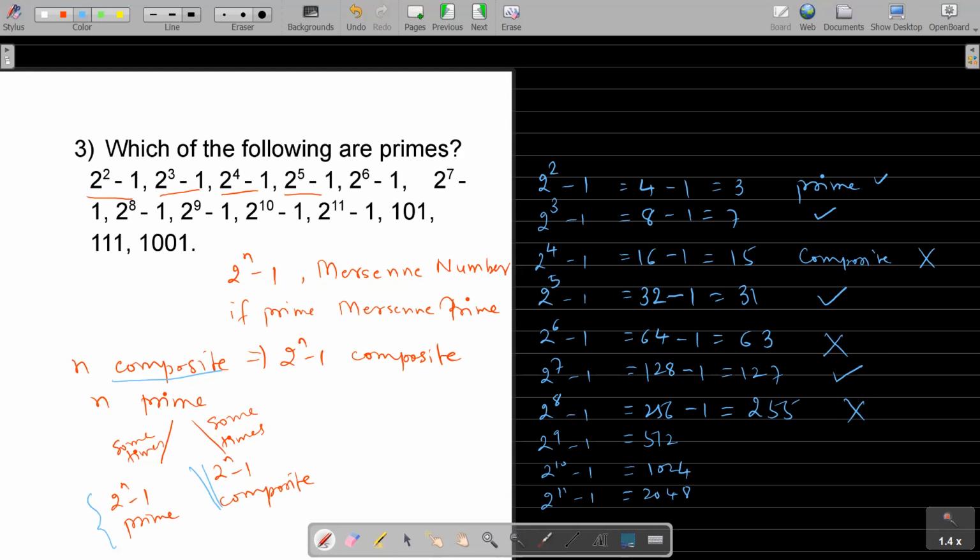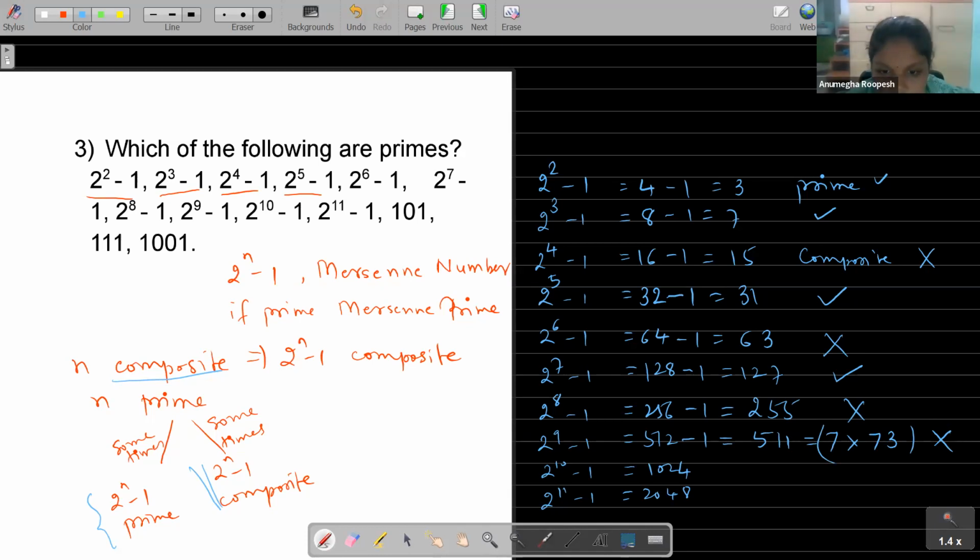Then again, 9 is composite, so 2 raised to 9 minus 1 must be composite. So check 512 minus 1, 511. It's divisible by 7. 7 times 73. So it's composite. It's not prime. Those which are crosses are composite.